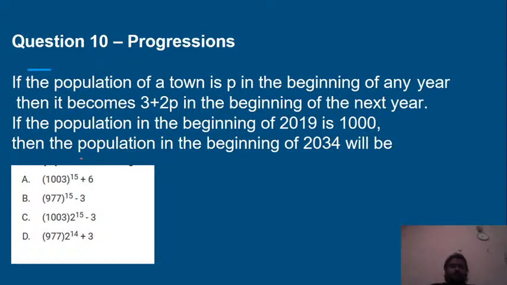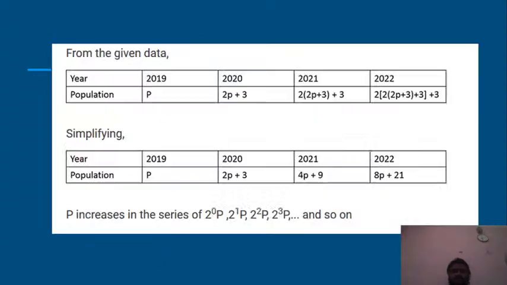Okay, guys. So now this is a question on progression. If the population of a town is p at the beginning of any year, then it becomes 3 plus 2p at the beginning of the next year. So if the population at the beginning of 2019 is 1000, then the population at the beginning of 2034 will be? A very simple question based on progression.